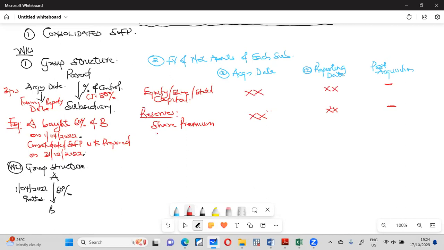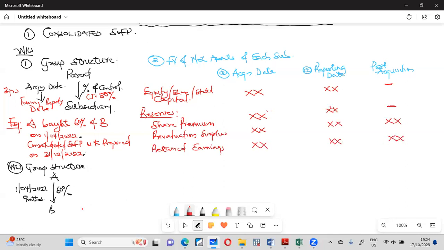Then you have some other things like other components of equity, like revaluation surplus. If you see those things in your exams, this is how you place them. Of course, revaluation surplus, you will definitely see a movement. Then we have the almighty retained earnings. At acquisition and at reporting, you will also definitely see a movement. So that is that.